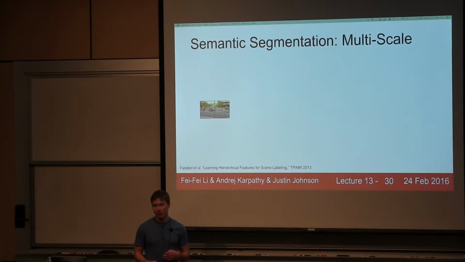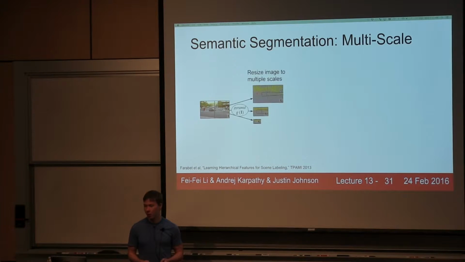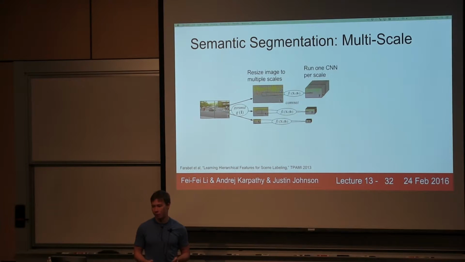So one extension that people have used to this basic approach is this idea of multi-scale testing. So actually, sometimes a single scale isn't enough. So here, we're going to take our input image, and we'll actually resize it to multiple different sizes. This is sort of a common trick that people use in computer vision a lot. It's called an image pyramid. You just take the same image, and you resize it to many different scales. And now for each of these scales, we're going to run it through a convolutional neural network that is going to predict these pixel-wise labels for these different images at these different resolutions.